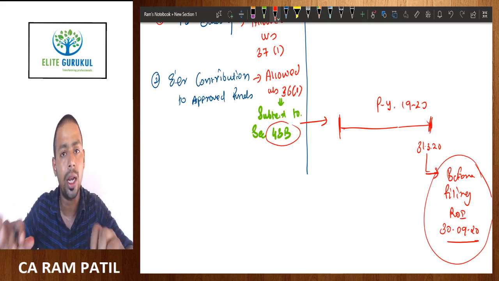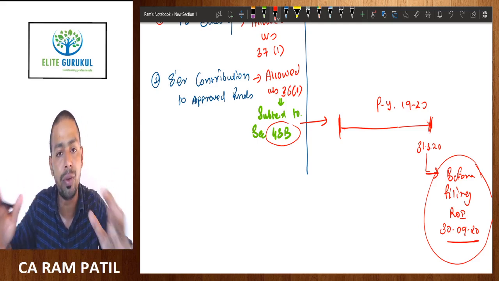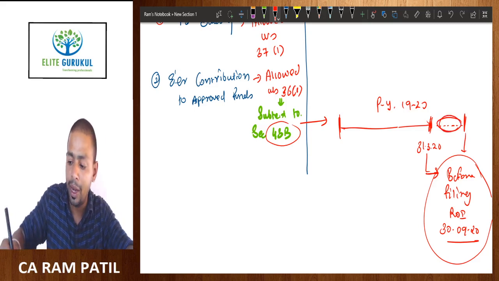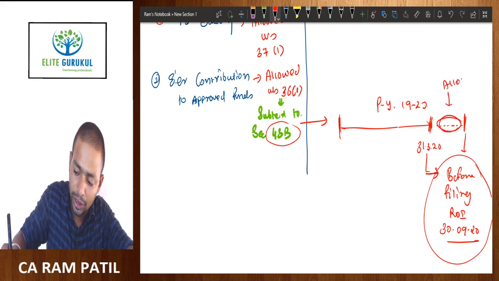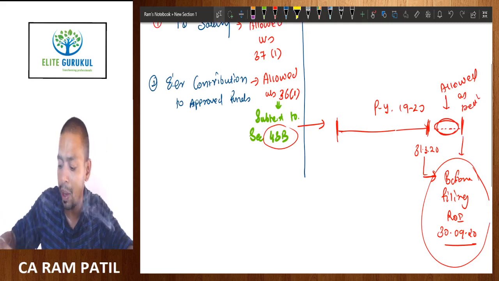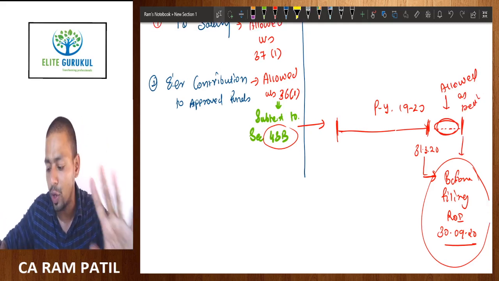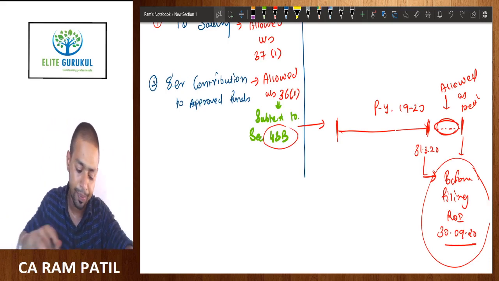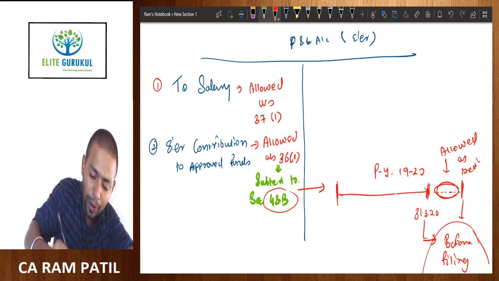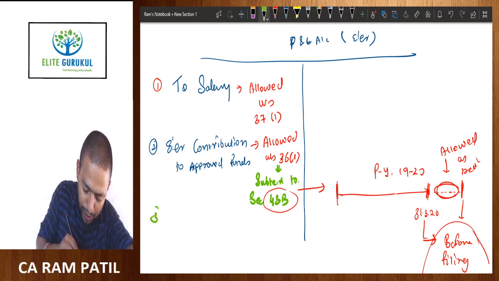This is the provision written under section 43B that we will discuss once we reach 43B. But please understand, deduction can even be made before this date. So here also you can make payment and still it will be allowed as a deduction, because you are making payment before filing ROI or due date of ROI, whichever is earlier.